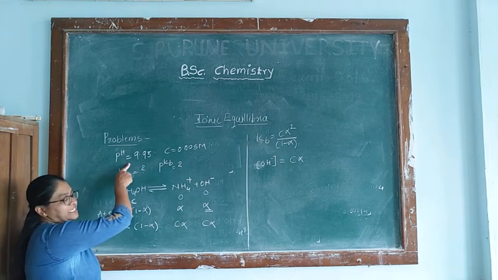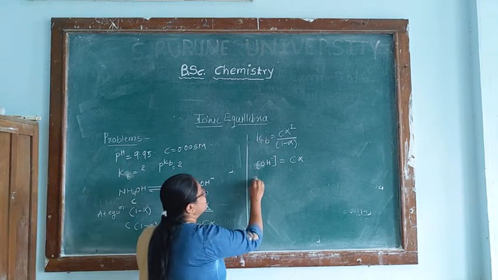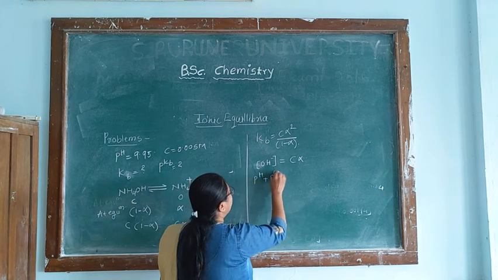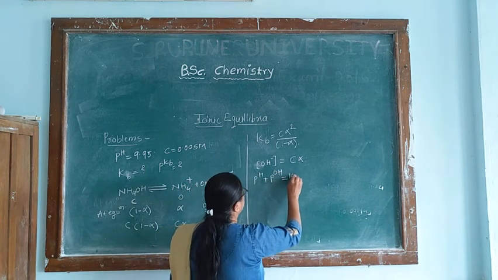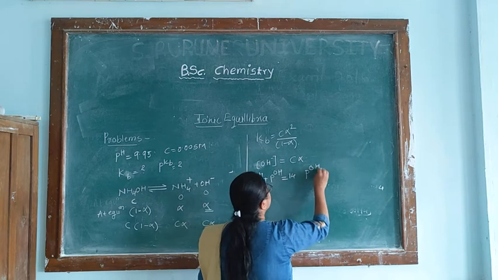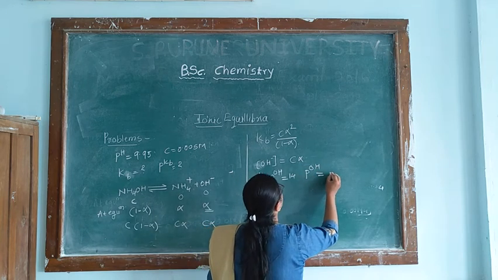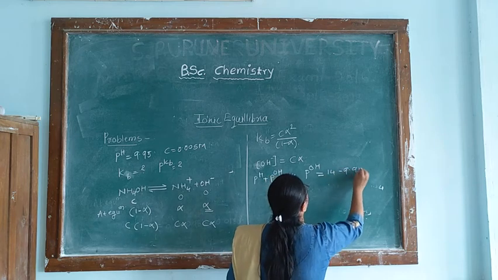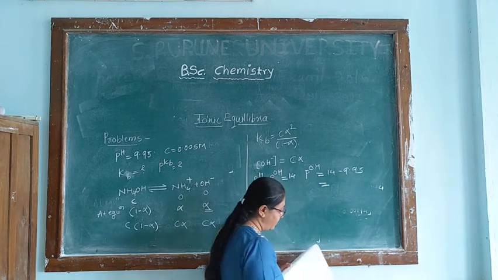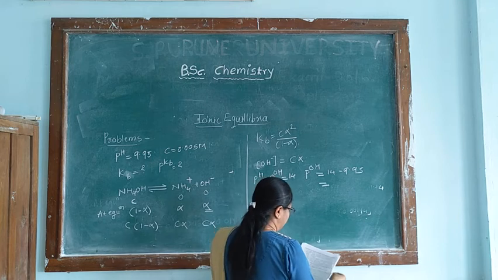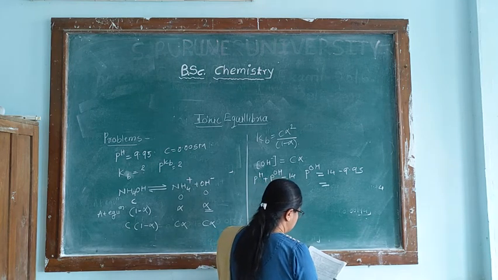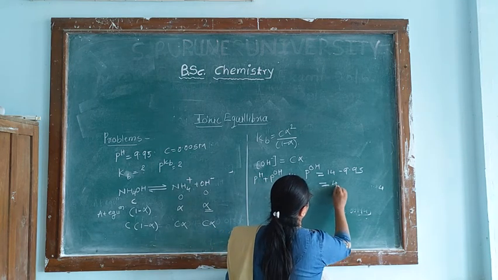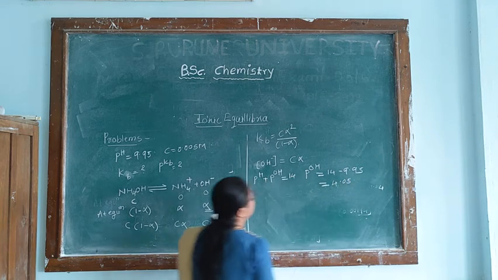We have been given pH, so we can calculate pOH. How can we calculate pOH? pH plus pOH is 14. Therefore pOH is equal to 14 minus pH, that is 14 minus 9.95. So it is 4.05. This is the pOH.